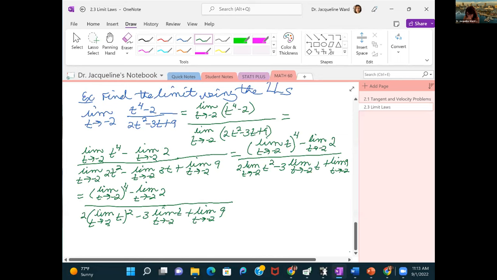Okay, and then we can actually take those limits. Because go back to the limit laws, and look at number 8: the limit as x goes to a of x equals a. On the top, the limit is as t goes to negative 2 of t. So you can just replace the negative 2 in for t. You see what I'm saying?